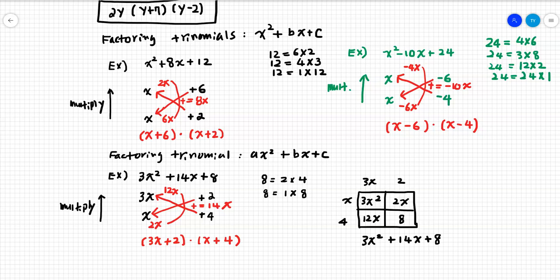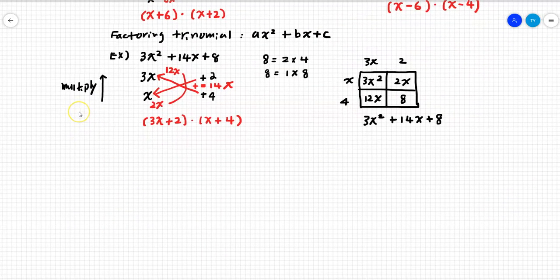Because you have a coefficient in front of the x squared term, it's not going to make any difference. You're still going to factor the polynomial as we did before. You're just going to have a few more terms to try before you come up with one. Here's another example. This time you can have more than one combination of the first term.